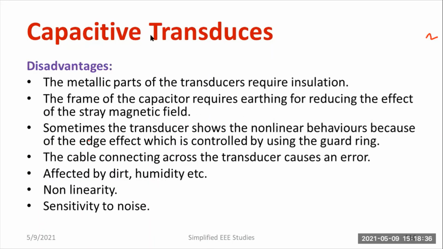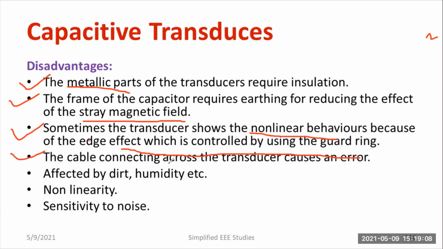But there are certain setbacks. Let us list out a few setbacks of a capacitive transducer. The metallic parts of the transducer require insulation, and the metallic parts may also lead to corrosion. The frame of the capacitor requires earthing for reducing the effect of stray magnetic field. Otherwise, it may cause some kind of errors. Stray magnetic field causes certain errors. Sometimes the transducer shows non-linear behavior because of the edge effect, which is controlled by using a guard ring. Okay, it shows non-linearity sometimes.